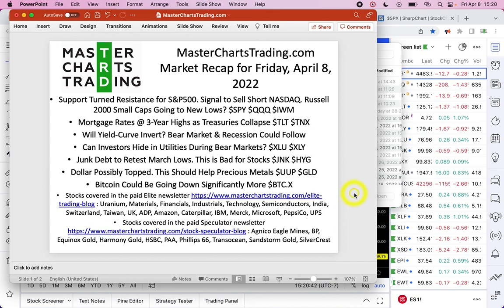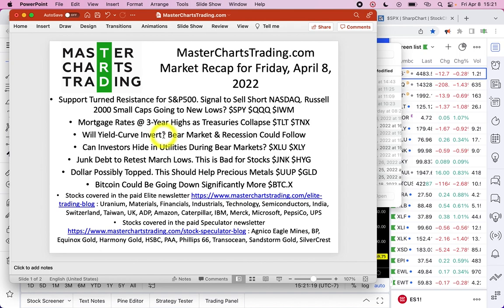I have quite an ambitious agenda today. I have some interesting intermarket relationships to cover, so let's try to get to it. We'll look at S&P 500 support resistance interplay. NASDAQ actually went on a sell signal, a short signal, so if you're an advanced trader you can do that. Russell 2000 might retest recent lows. Treasuries again hit new lows, and mortgage rates just hit a 3-year high.